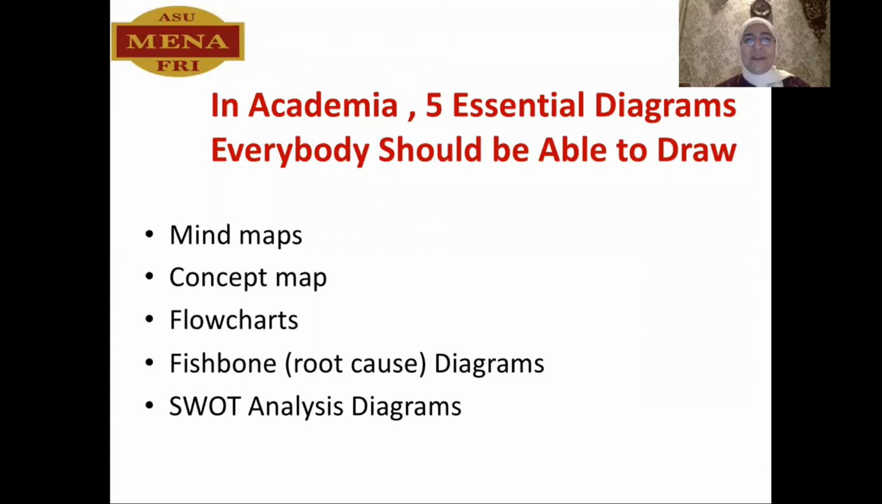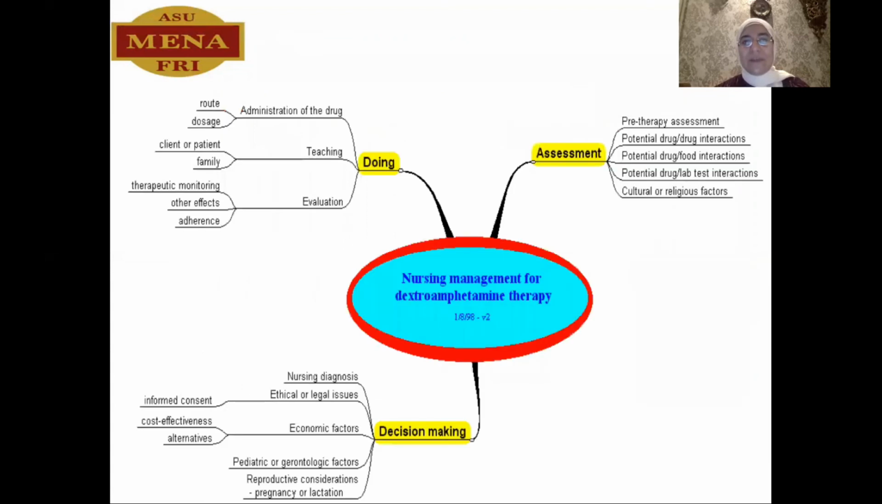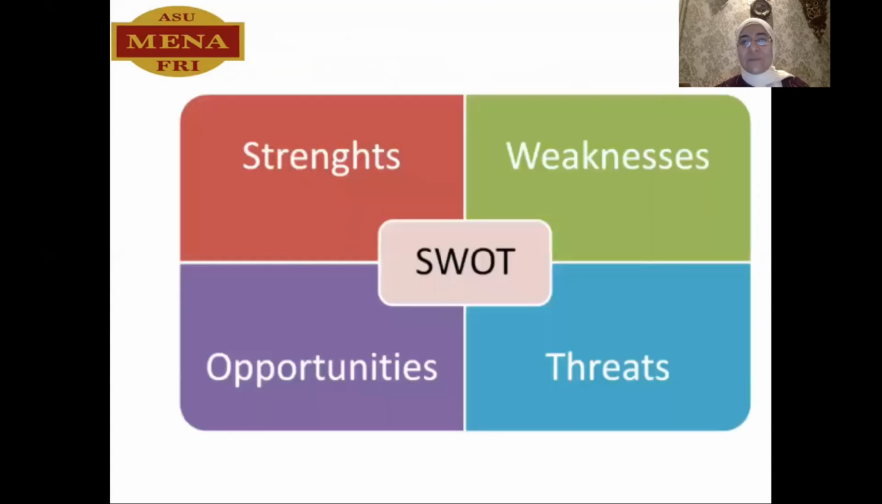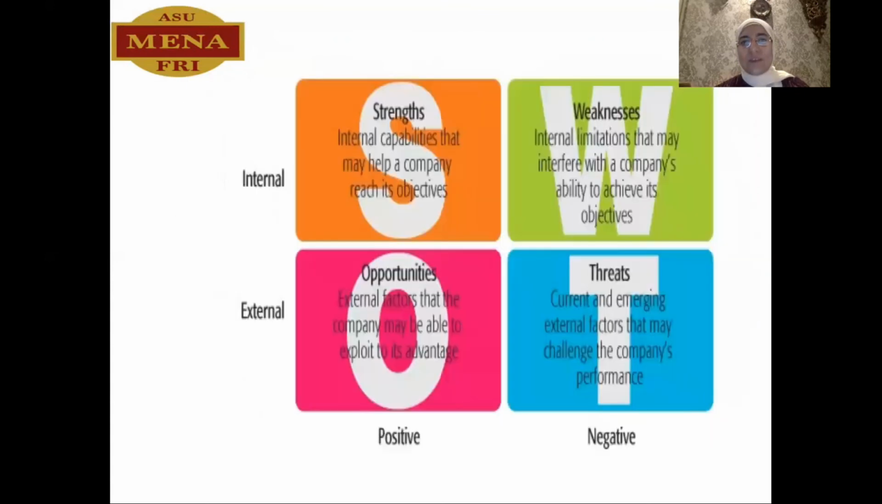In academia, there are 5 essential diagrams that everybody should be able to draw: mind maps, concept maps, flow charts, fishbone analysis or fishbone diagram, and SWOT analysis diagram. This is the mind map. This is the concept map. This is the fishbone analysis. This is the SWOT analysis.